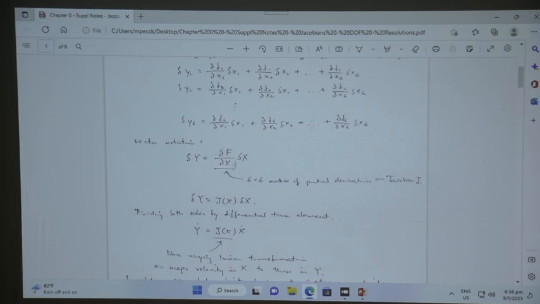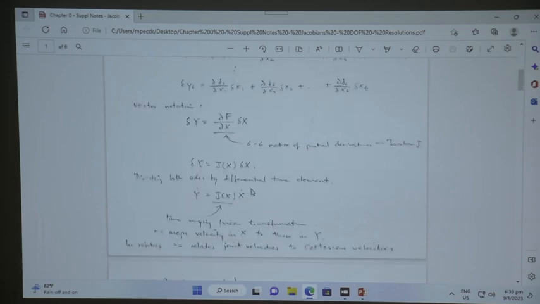This partial F over partial X is a 6x6 matrix of partial differentials. This is your Jacobian matrix in mathematical form. Instead of writing it in this form, you can write it as a capital J of X. If you divide both sides by the differential time element, you have Y dot equal to J(X) times X dot. This is a time-varying linear transformation that maps the velocity in X to those in Y.